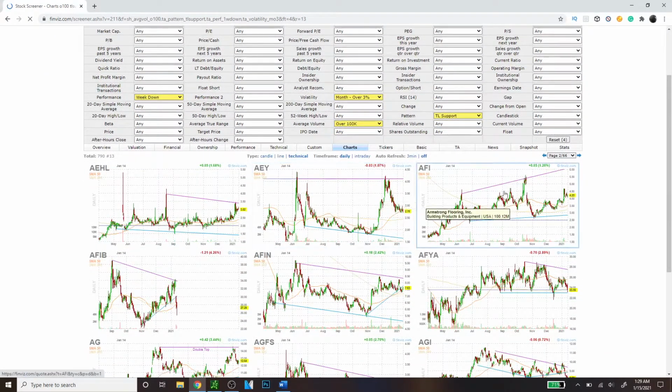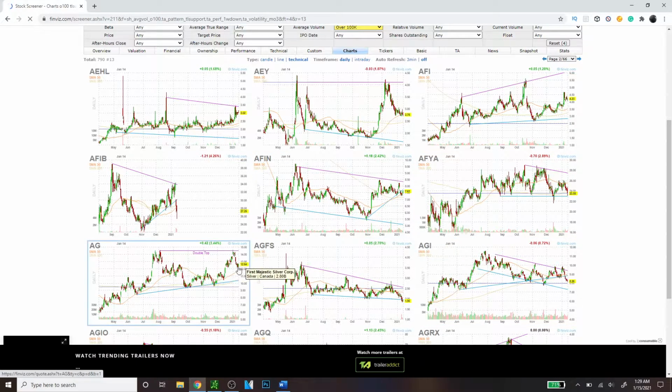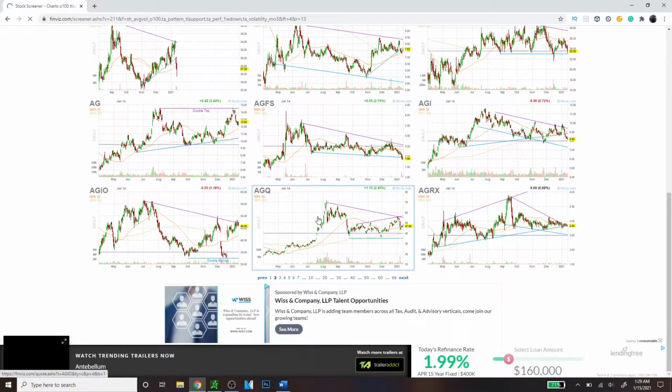Quickly skim through. Don't really like these. Don't really like these. This might look a little decent. AFYA starting to bounce. Maybe we can start to see a push. Maybe put that on the watch. We got AG. Looks a little interesting. Maybe we can get a push off of that one as well. But that's all you're doing.